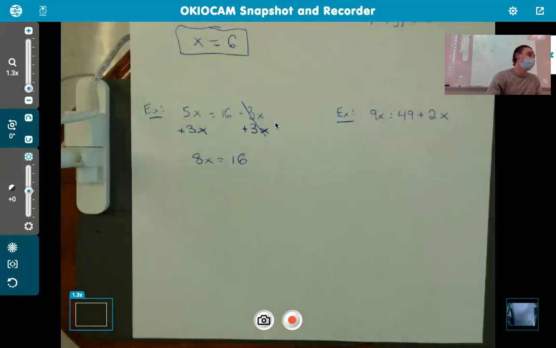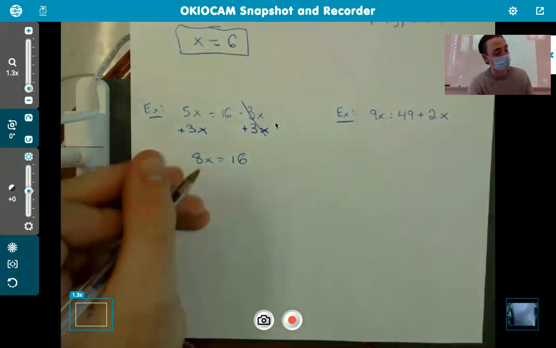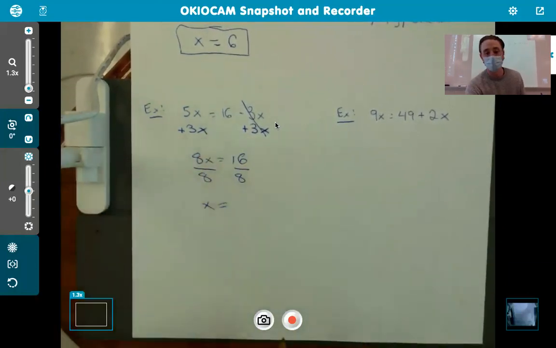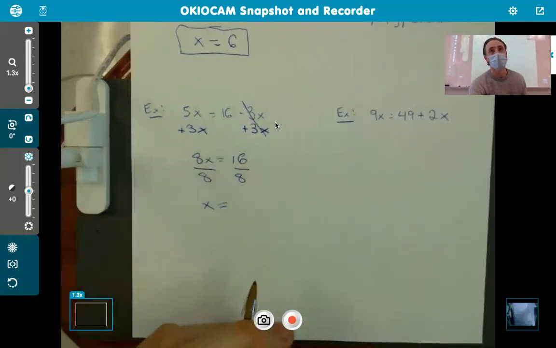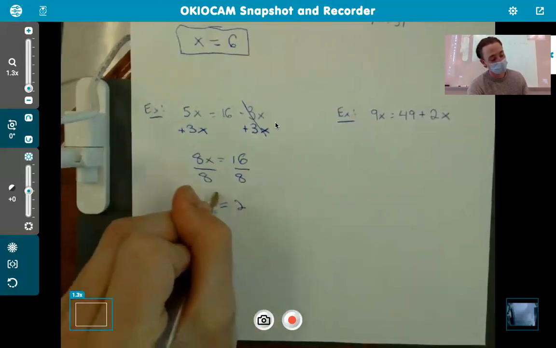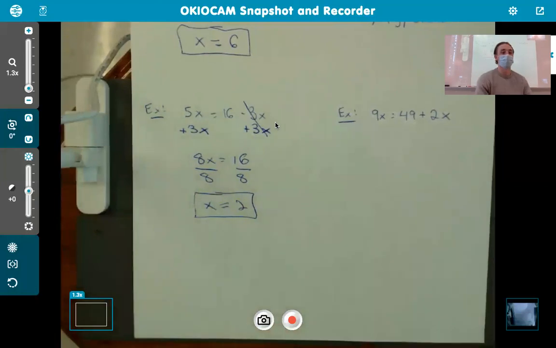Divide by 8 on both sides, not 8x. So just because we're trying to get rid of the coefficient, we're trying to keep the variable there. So I divide by 8 on both sides. And I get x is equal to, well, it's 16 divided by 8. Just gave it away. Which is what? 2. Good.